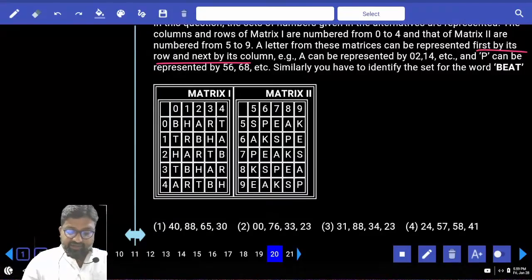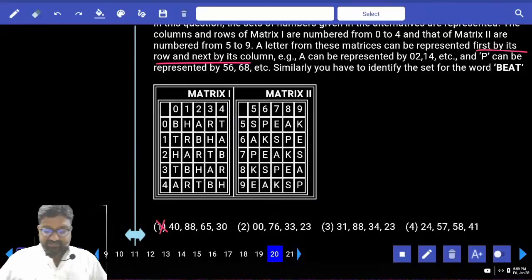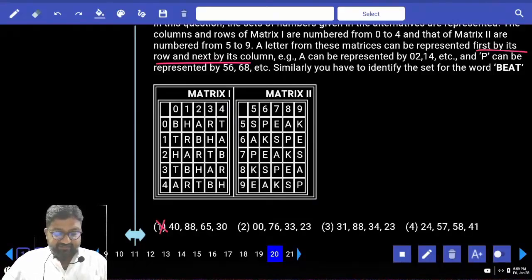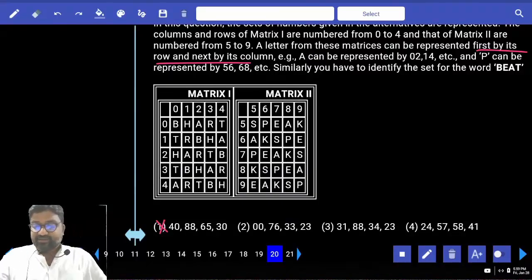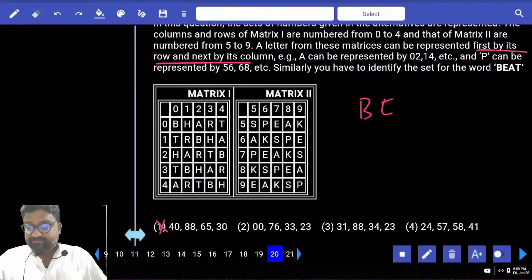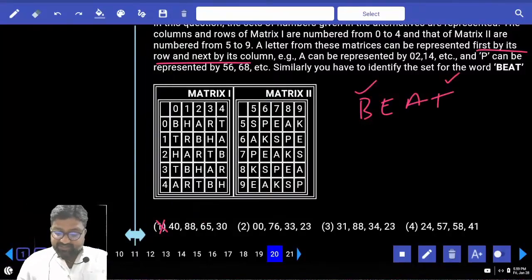Beat. 40, is it B? 0 0, is it B? Yes. 31, 3 1. Yes. 24, 2 4. Yes. After B, will you go for E or will you go for T? T. Go for T. So beat. I'm done with B. I'll go with T now. 23, 2 3, is it T? Yes. 23 is T. 4 1.